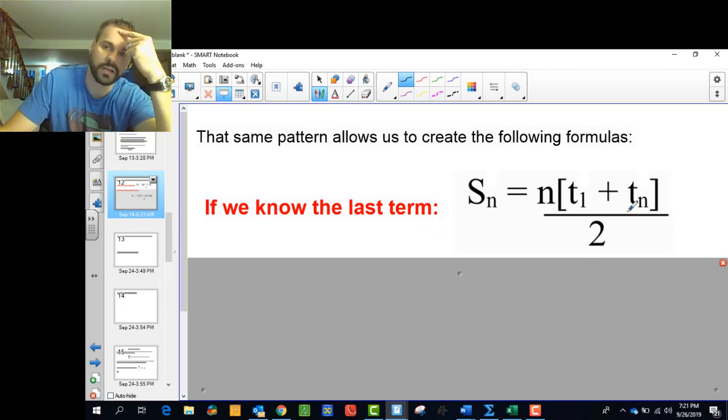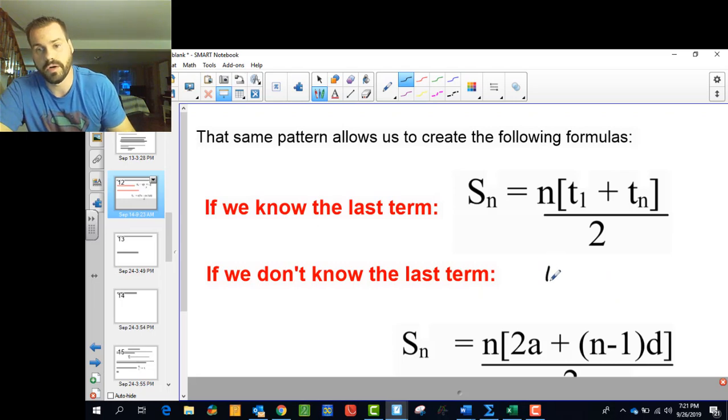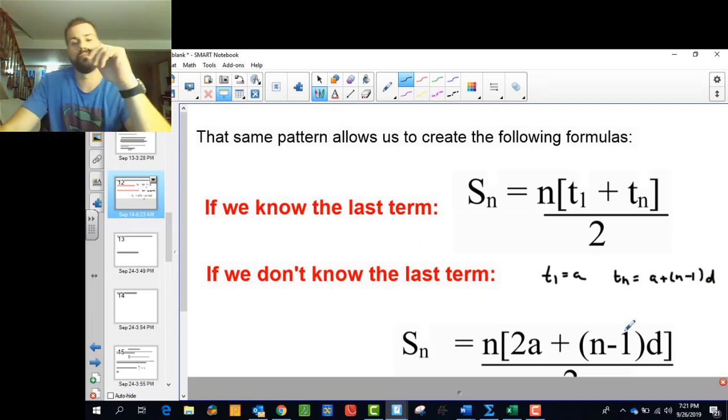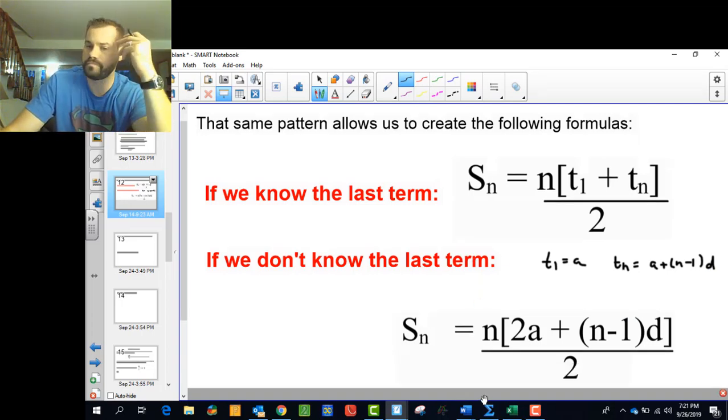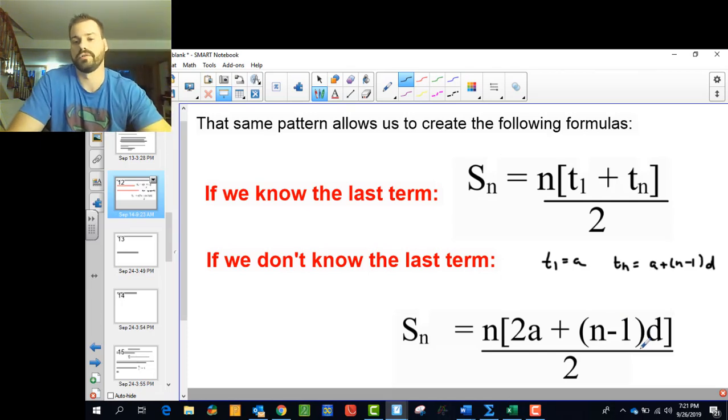So 101. If we don't know the last term, then we write Tn out as the formula that we know. The formula is, just to show you where this comes from, T1, that's A, and then Tn is A plus (n minus 1)d. So if I add those together, I get A plus A, which is 2A, plus (n minus 1)d. So if we don't know the last term, then we can use this formula. And again, with both formulas, all we're doing is trying to figure out the sum of all the terms in the sequence. If we add them all up, what does it give us?